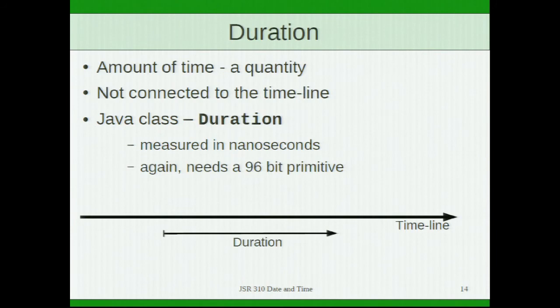So, Duration. Again, these are concepts which are probably quite common and quite understandable, but we have to give them names. Once we give them a name, everybody within your team can communicate using these names. Duration is an amount of time, it's a quantity. It's not connected to the timeline, but in the particular model we're using, it's a directed difference, so it points forwards. You can have negative durations if that's what makes sense in your application. Again, it's measured in nanoseconds, and again we need that 96 bits.